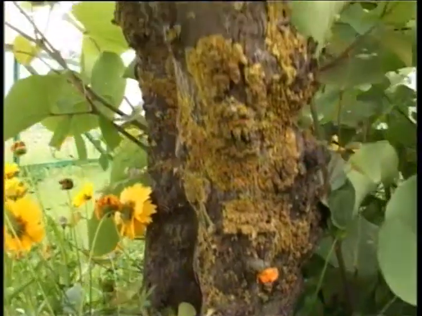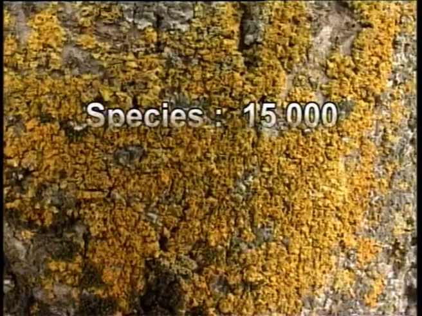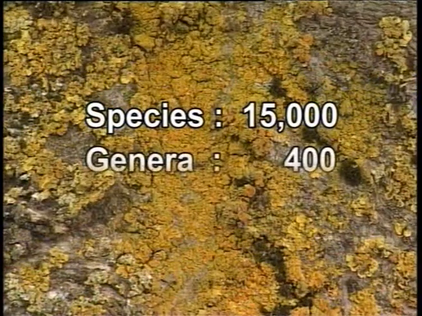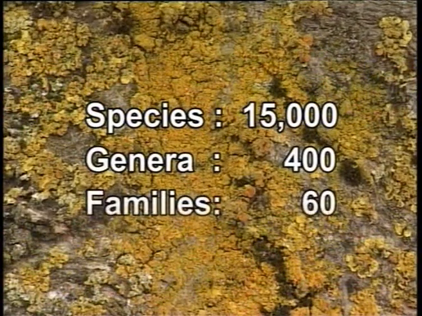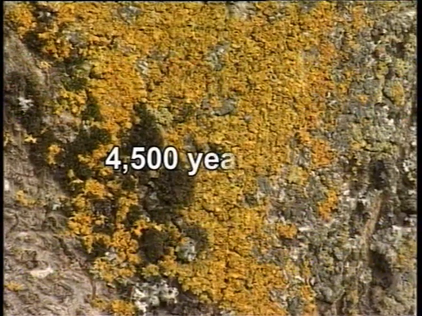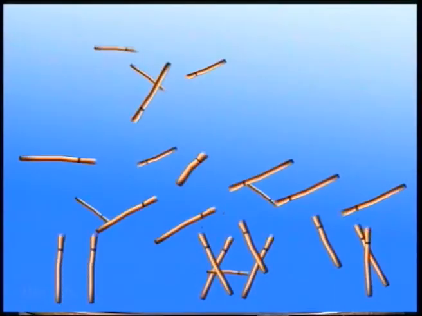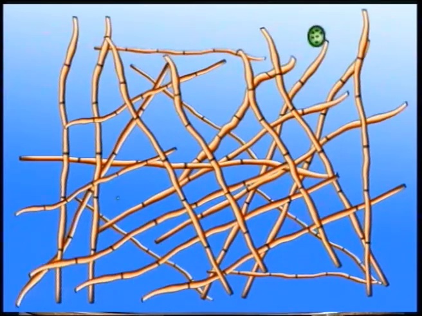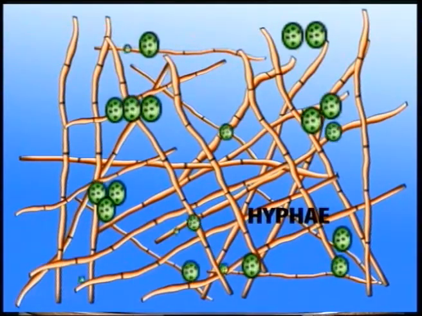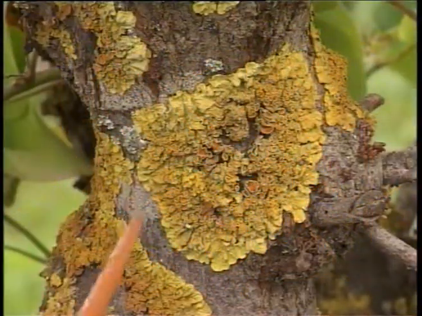The lichens are a small group of curious plants with about 15,000 species spread over 400 genera and 60 families. Some lichens are estimated to be more than 4,500 years old. Composition of lichens. Lichen is such an association of an alga and a fungus in which two organisms remain so closely associated with each other that they appear to be a single plant.